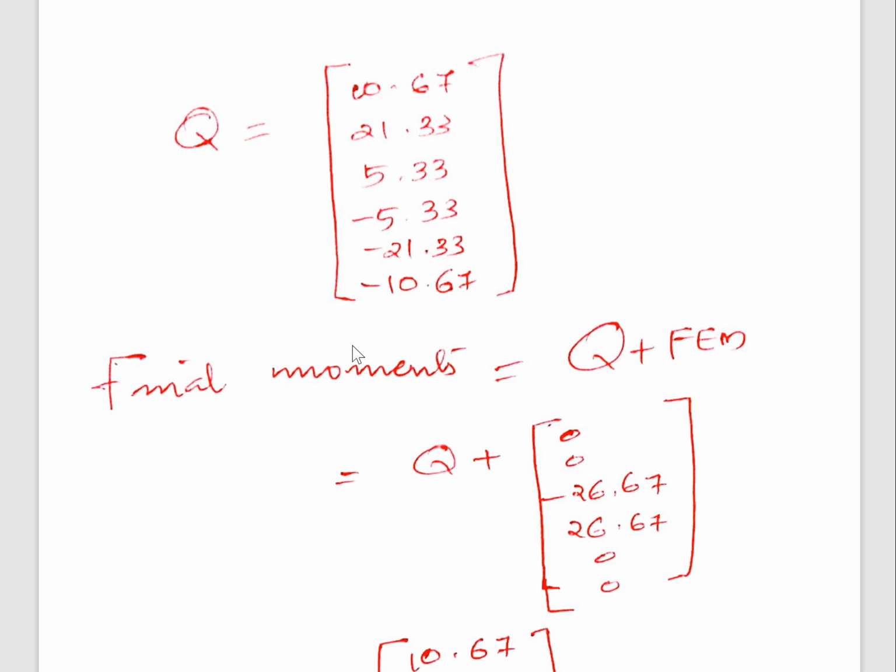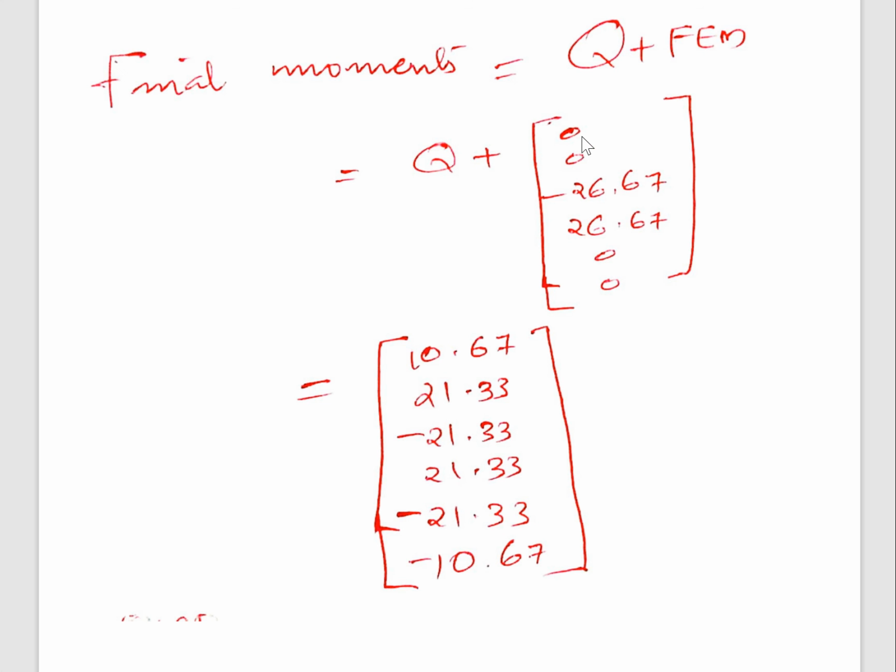So this is the Q matrix obtained: 10.67, 21.33, 5.33, minus 5.33, minus 21.33, minus 10.67. Now to find the final moments, we have to add the fixed end moments to Q. We know the fixed end moments are M of AB 0, M of BA 0, M of BC minus 26.67, M of CB 26.67, M of CD 0, M of DC also 0. So add Q with the fixed end moments.